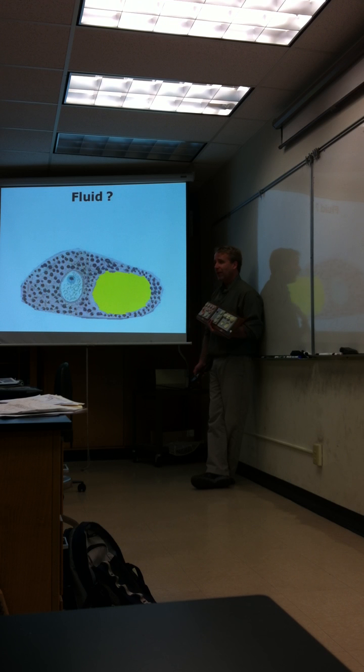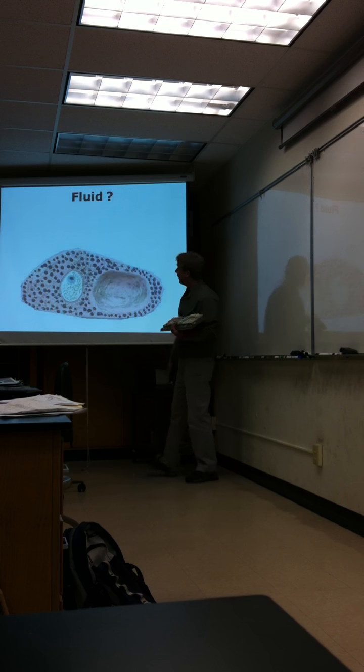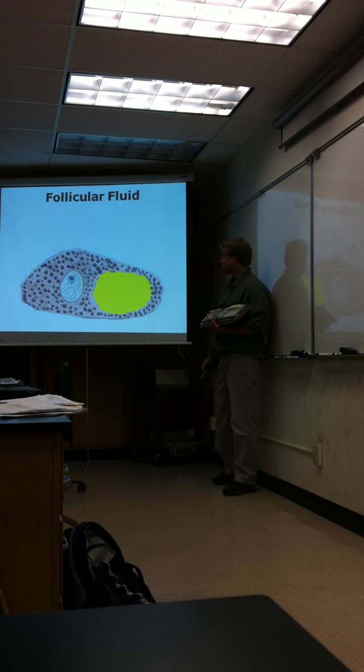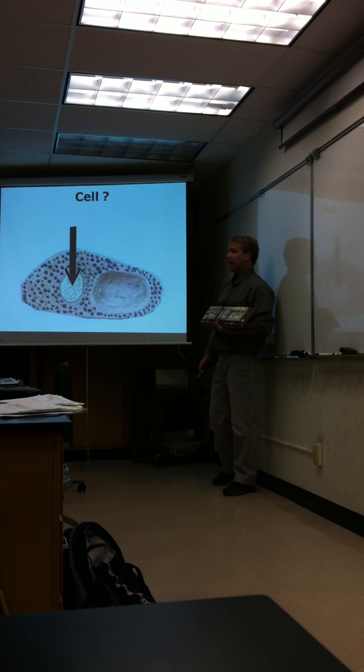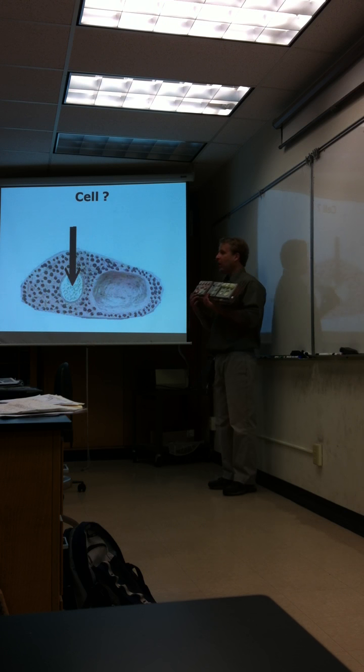And what is the fluid that would be in the antrum? Follicular fluid. Good. The follicular fluid is made by the granulosa cells. Granulosa cells would be secreting out that follicular fluid. The cell there. So where does the oocyte become secondary? In the mature. So are we at the mature yet? No, still a primary oocyte.